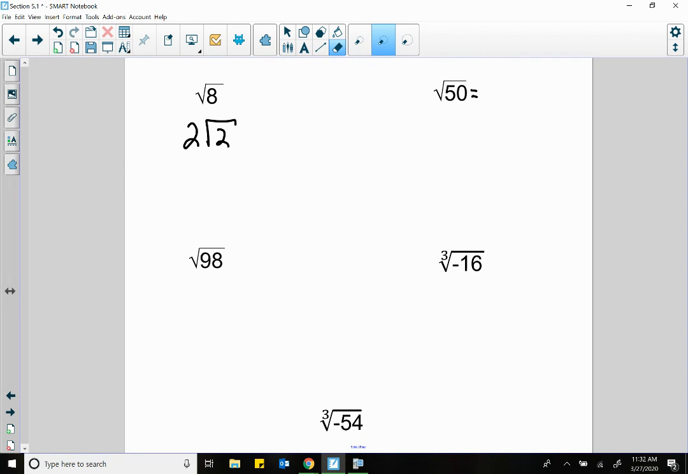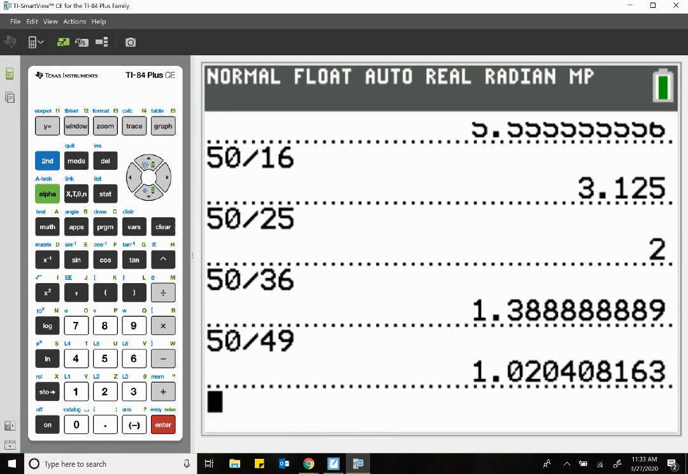So we go back to our problem. And I've got the square root of 25, and then I've got the square root of, well, what times 25 gives me 50? And if you look right there, that's the 2.